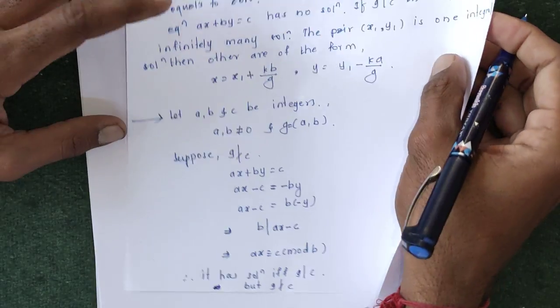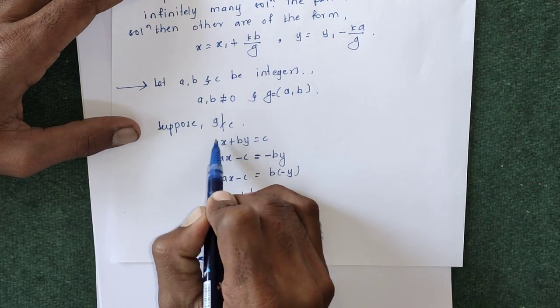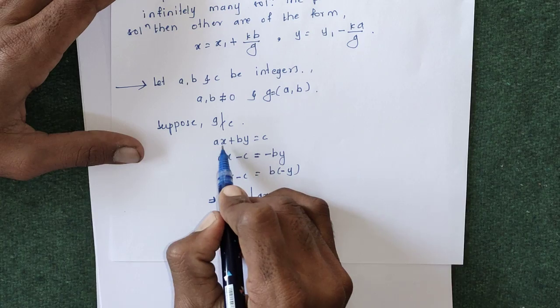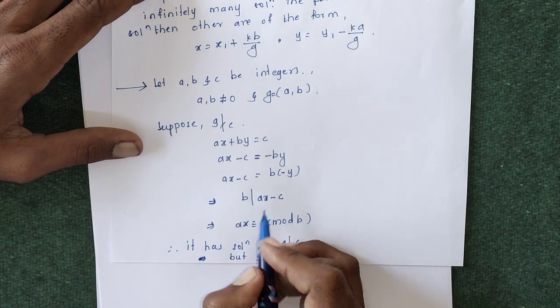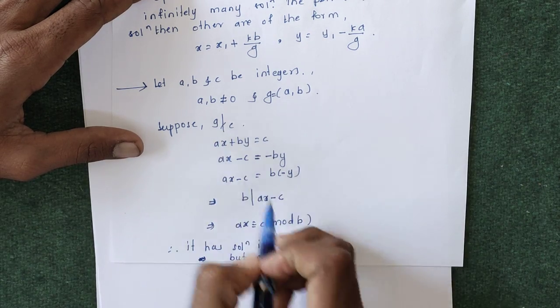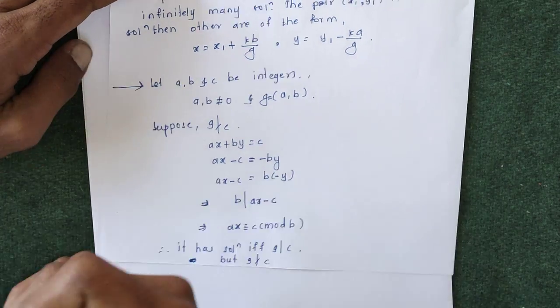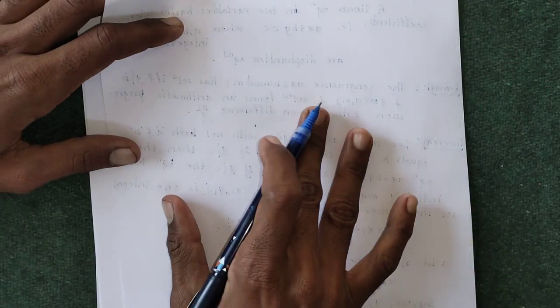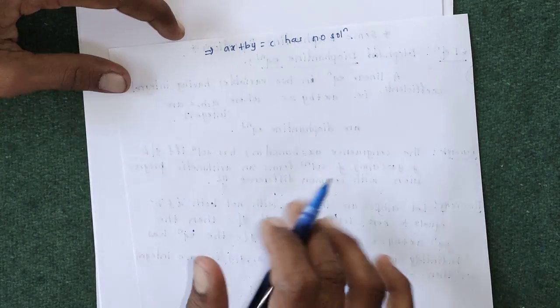In the first part, we supposed G doesn't divide C, and we have to prove this equation has no solution. We just rearranged this equation in the form of a congruence, and we know that this congruence has a solution if GCD of A and B divides C, but our G is the GCD of A and B which doesn't divide C. This means that this congruence has no solution, that is this Diophantine equation has no solution. Now secondly, we will suppose G divides C.